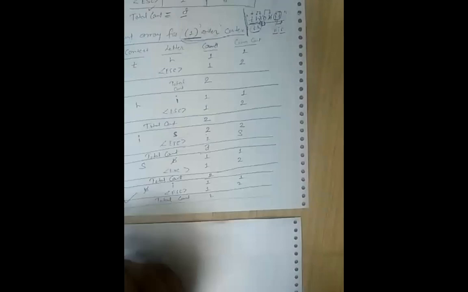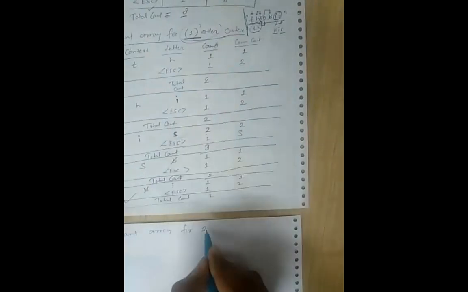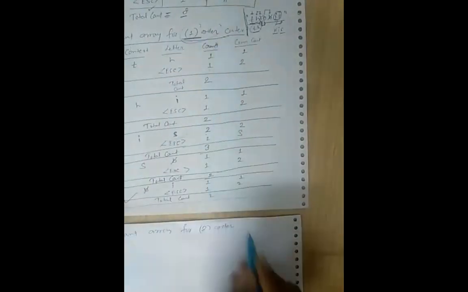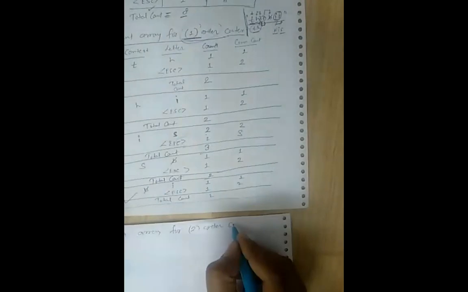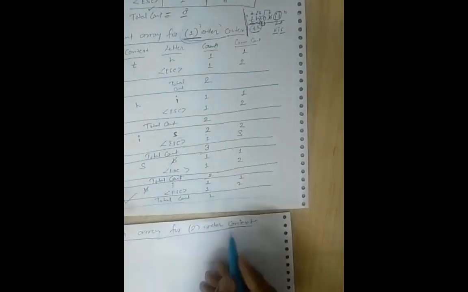In the similar fashion, we can find out the last order, that is count array for 2 order context. Okay, I hope you got the idea. 2 order context में हम maximum कितनी value consider करेंगे? 2. That will be formed out over here. The same thing.